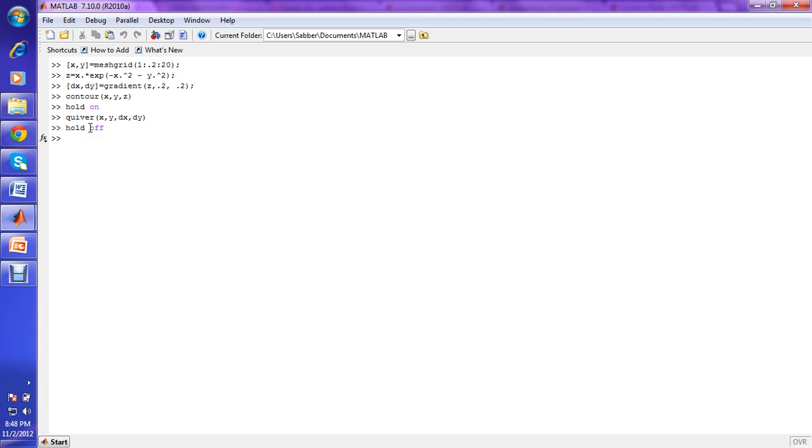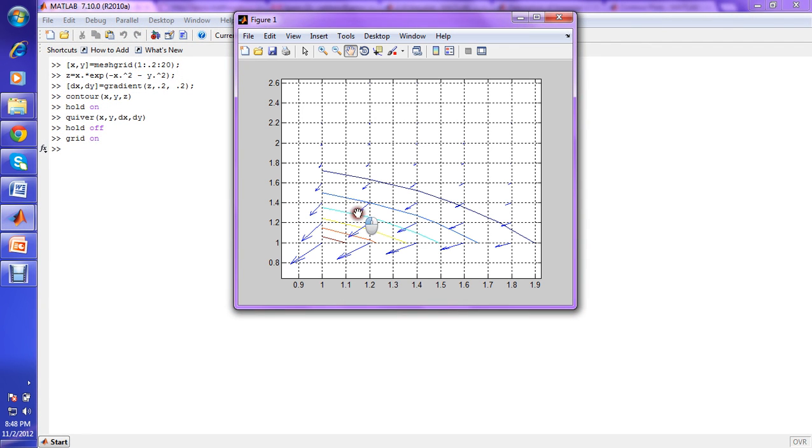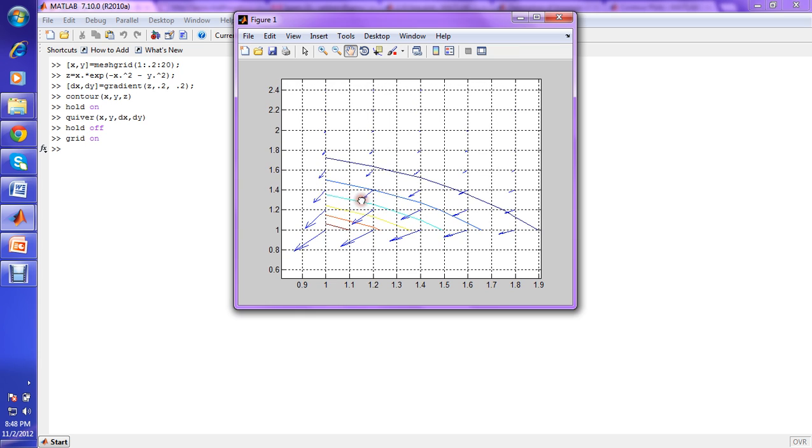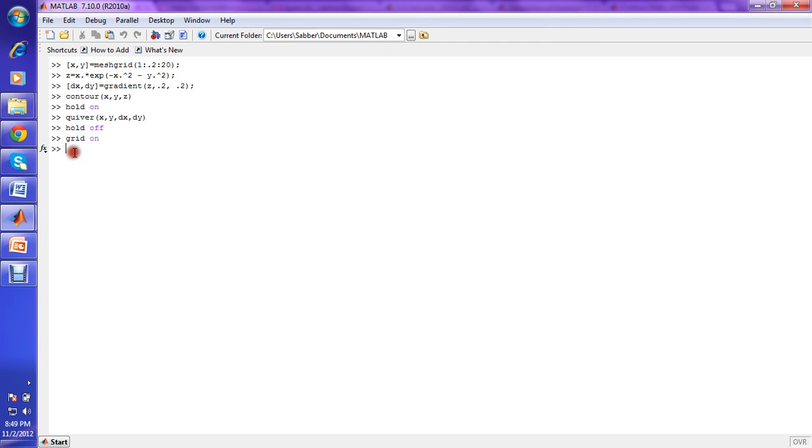Okay, so hold off, and if you want to make a grid on, here, grid on, then you can see it. So this is the thing we want to see. If you do not want it, then turn it off.